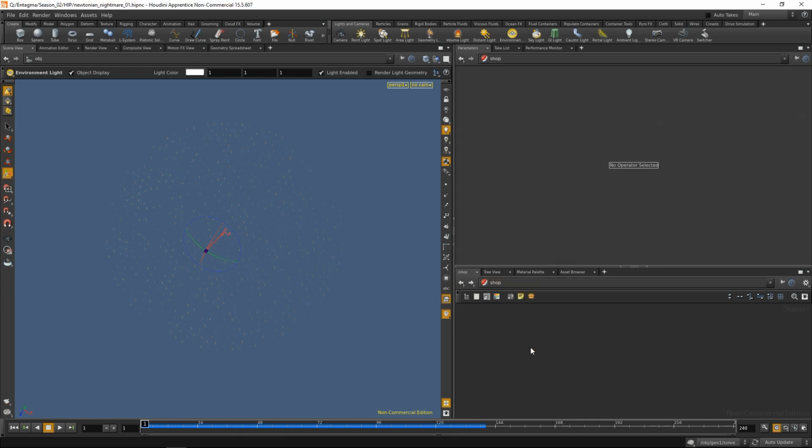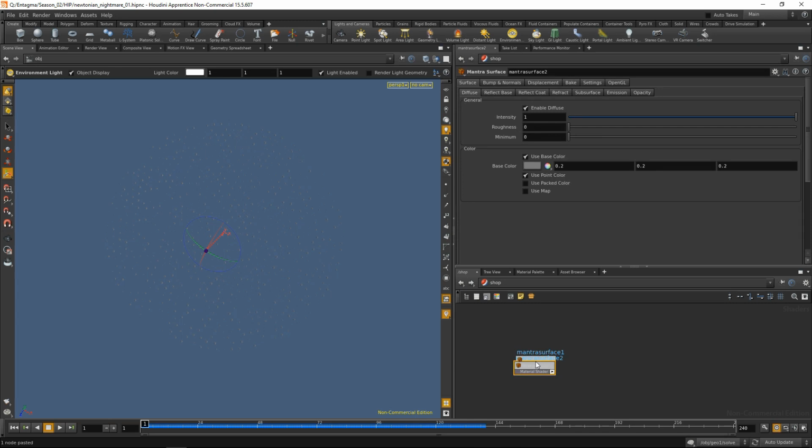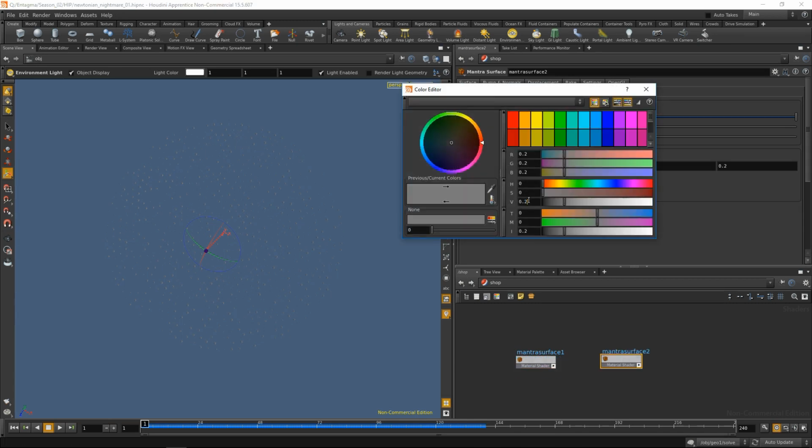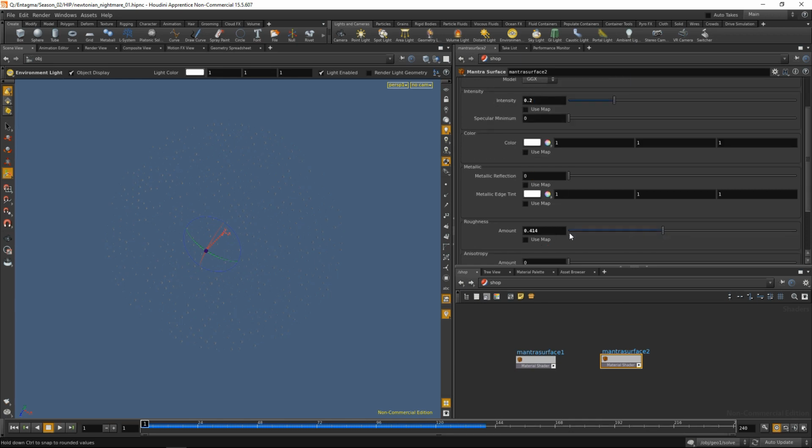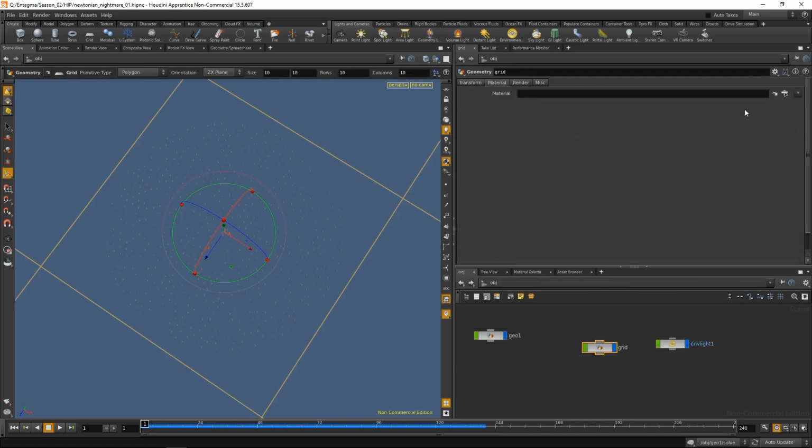And in the shop context, I'm going to define two shaders, two mantra surfaces in our case. And let's dial up the diffuse intensity on this, and dial down the reflection intensity, and increase the reflection roughness here. And we will assign this to our backdrop here. So let's put that onto the grid.